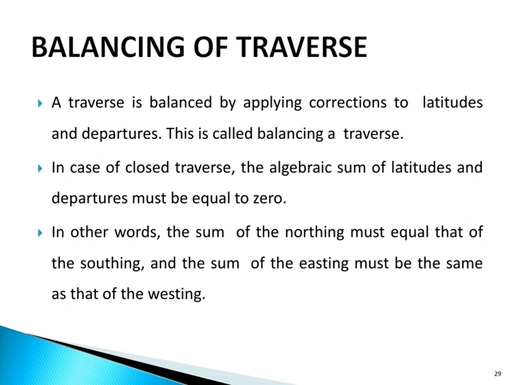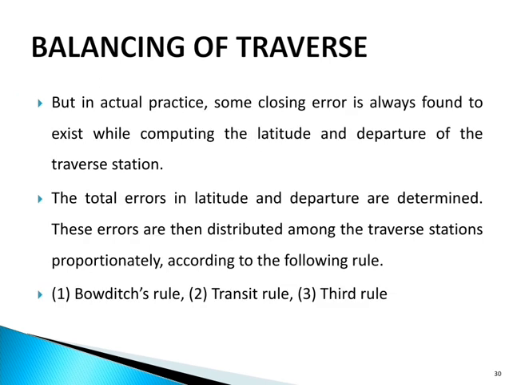Next is also an important one, balancing of traverse. So be sure you read it carefully and understand it carefully. A traverse is balanced by applying correction to the latitudes and departures. This is called balancing a traverse. In case of a closed traverse, the algebraic sum of latitudes and departures must be equal to 0. It is most important for sums also, so be sure you remember it very well. In other words, the sum of northing must be equal to that of the southing, and the sum of easting must be the same as that of the westing.